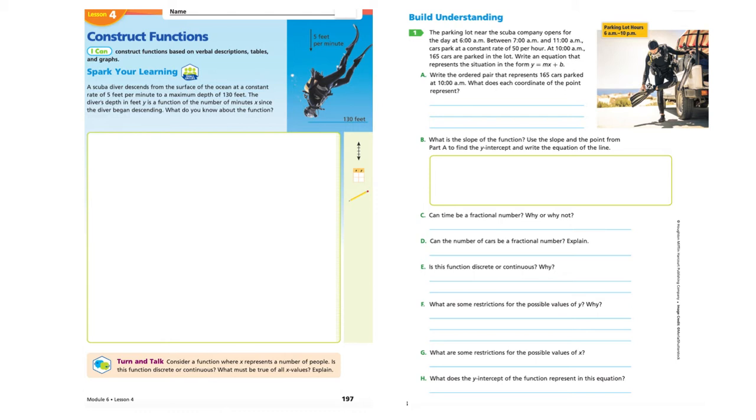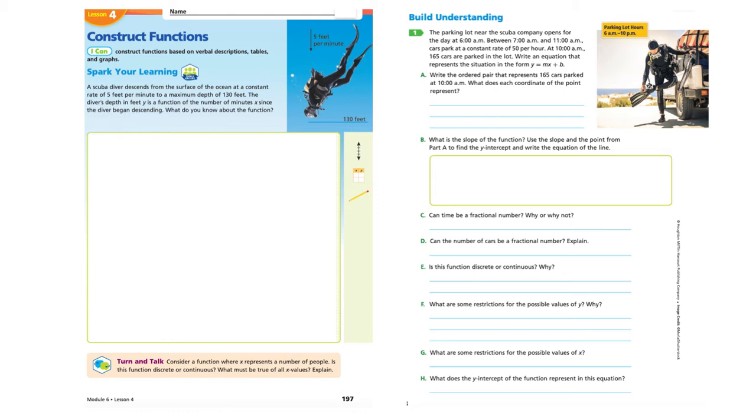All right, so let's look at the build understanding. Number 1 says the parking lot near the scuba company opens for the day at 6 a.m. Between 7 a.m. and 11 a.m., cars park at a constant rate of 50 per hour. At 10 a.m., 165 cars are parked in the lot. Write an equation that represents the situation in the form y equals mx plus b. And then A, they tell you write the ordered pair that represents 165 cars parked at 10 a.m.